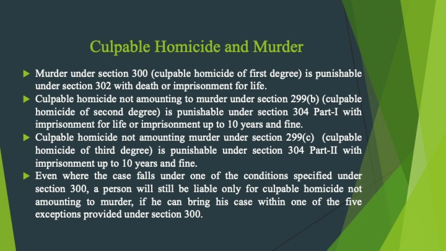Culpable homicide not amounting to murder under Section 299C, which is culpable homicide of the third degree, is punishable under Section 304 Part 2 with imprisonment up to 10 years and fine. Now, even where the case falls under one of the conditions specified under Section 300, a person will still be liable only for culpable homicide not amounting to murder if he can bring his case within one of the 5 exceptions provided under Section 300. These exceptions will be explained in the next presentation.